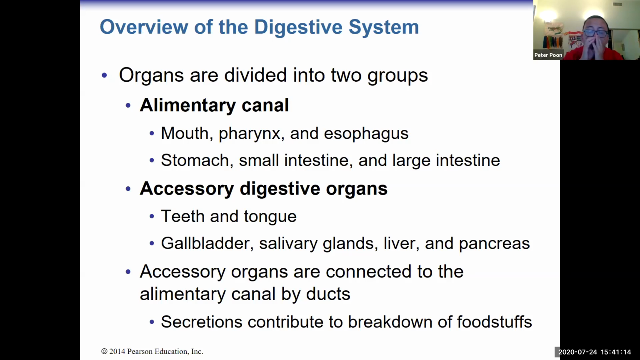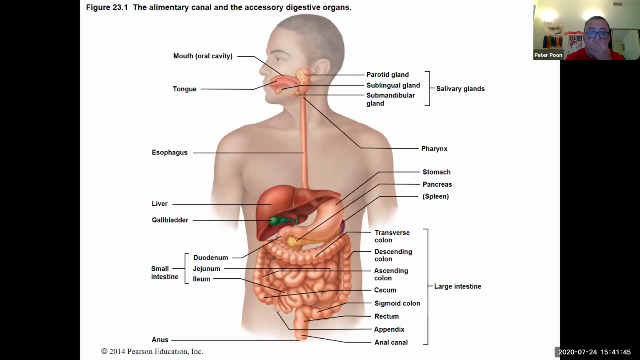Attached to that tube are the accessory digestive organs: the teeth, the tongue, the gallbladder, salivary glands, liver, and pancreas. So you have the tube, and then organs that are attached to that tube but not part of the tube itself. They secrete things to help the breakdown of the food. So there you go, the whole digestive system.